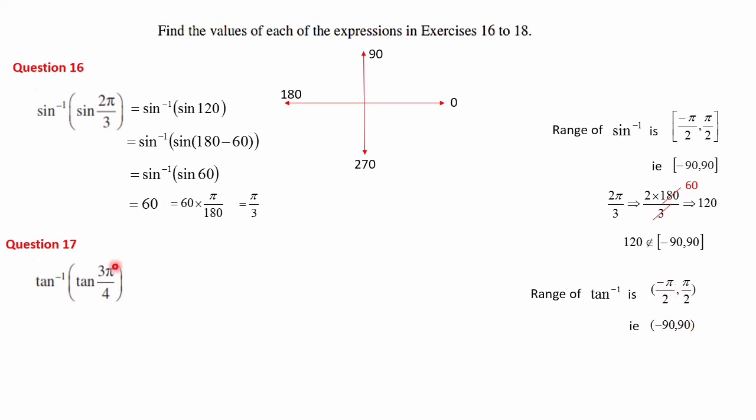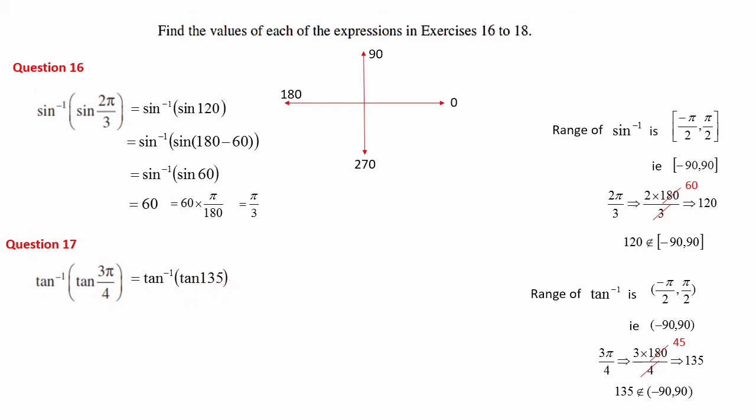And let's check this 3 pi by 4. What is the value? 3 pi by 4 means 3 into 180 by 4. And when we do the calculation, we will get 135. 45 into 3 is 135. Clearly 135 does not belong to the open interval minus 90 and plus 90. So we need to change this. As before, let's write this in degrees. That is tan inverse of tan 135. 3 pi by 4 we will get as 135.